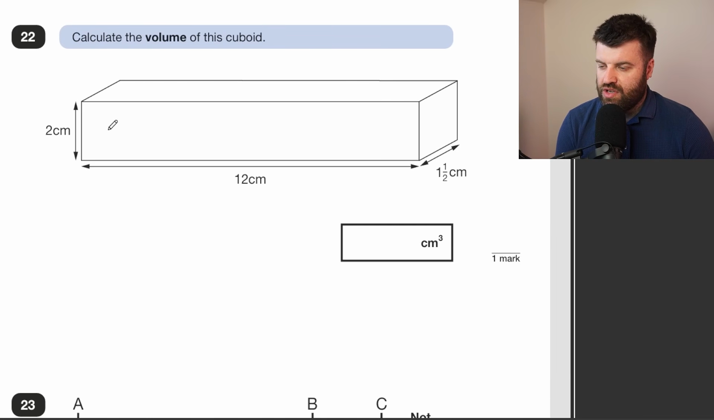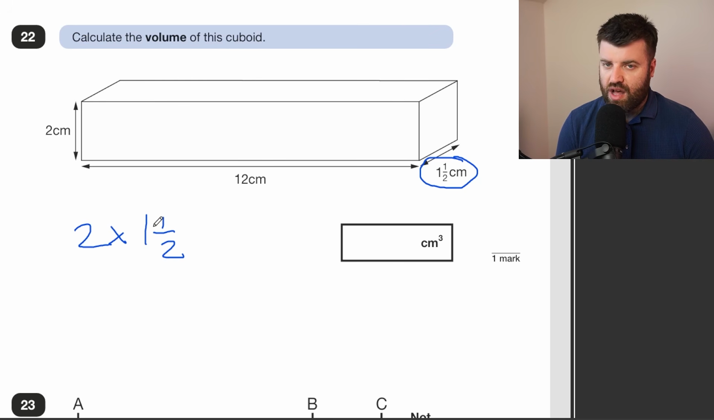Question 22. Find the volume of this cuboid. Now, the volume is the height multiplied by the width multiplied by the depth. So straight away, 1.5 is jumping out at me as a tricky part of this. So I'm actually going to get rid of it straight away by multiplying 2 times 1.5. Let's multiply the height by this depth. 2 times 1.5. We can split this up.